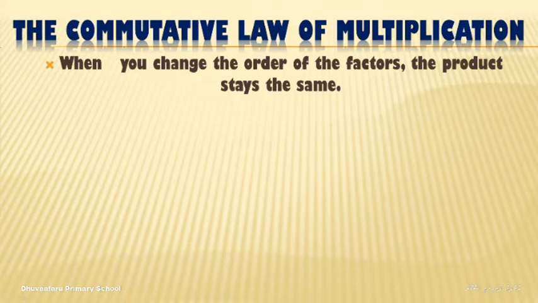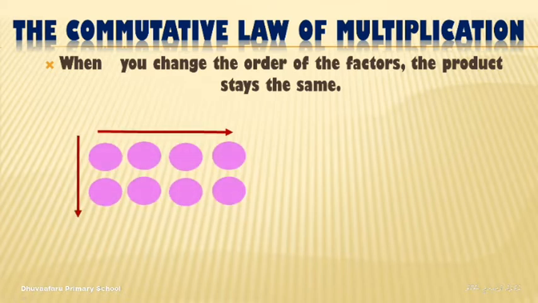So, let's write out this problem. How can you describe this array? Let's look at this. This array has 2 rows. 1, 2 rows. Yes. And it has 4 in each row. 1, 2, 3, 4, 5, 6, 7, 8.